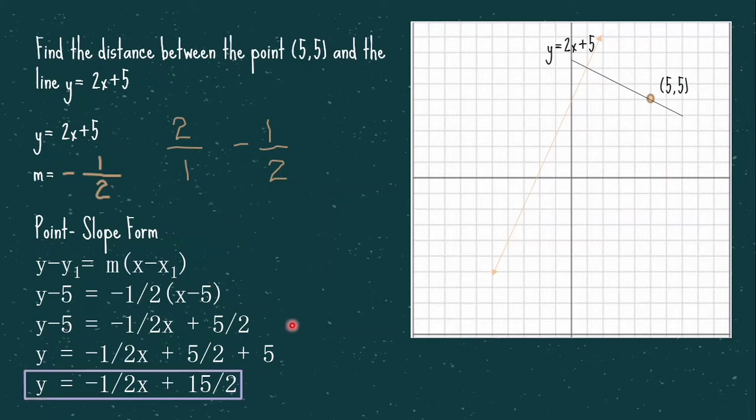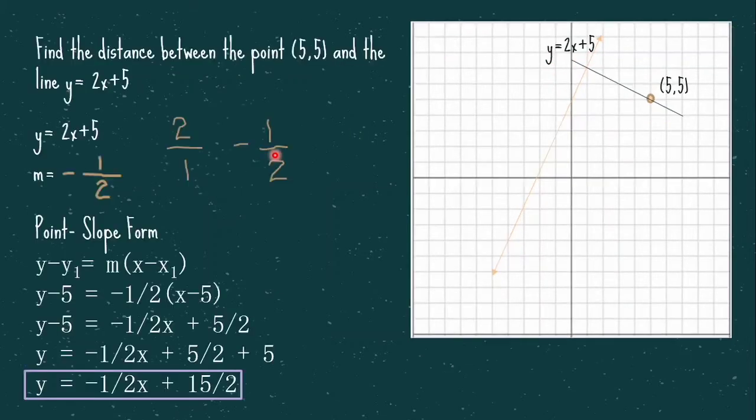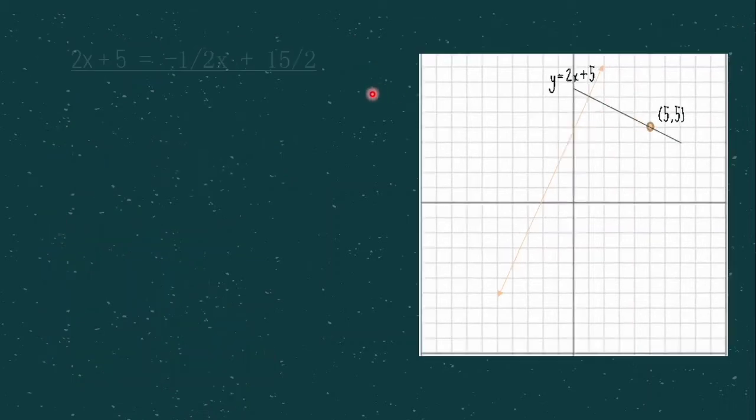So that will be our equation, the equation of our perpendicular line segment. Then the next thing that you need to do is to get the x and y coordinates. We will use the equation of our line and the equation of our line segment in order to get the x and y coordinates of our point of intersection.